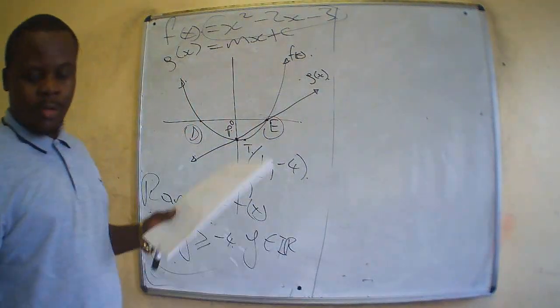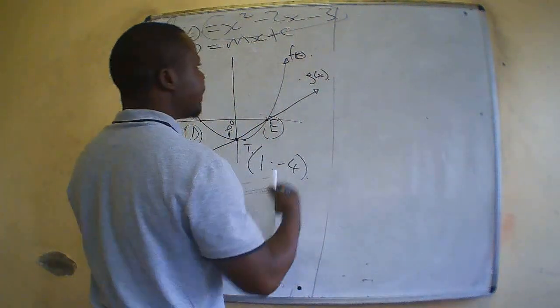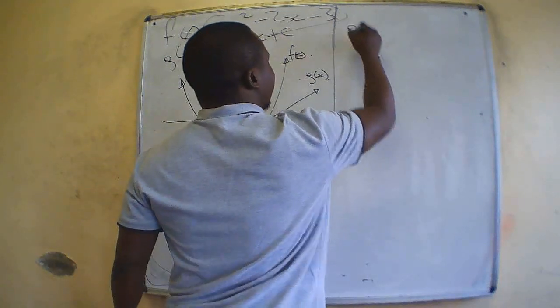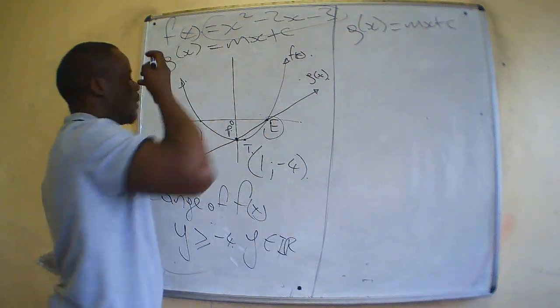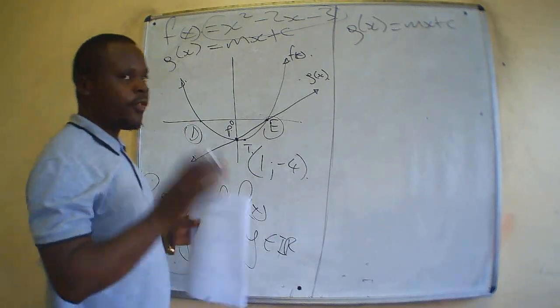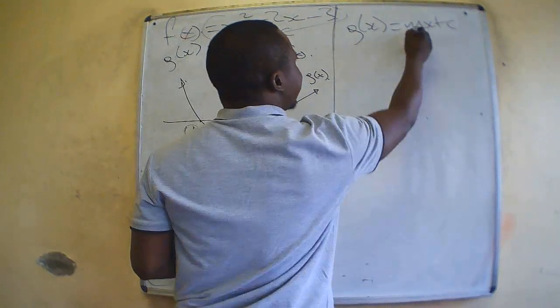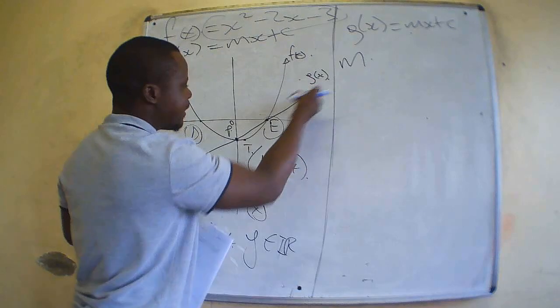So determine the equation of a line in this case. We write our g of x. Our g of x in this case is mx plus c. So first thing to find, we need to find the value of m. What is the gradient here?